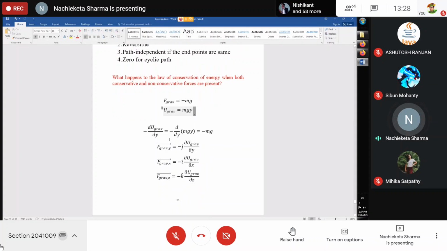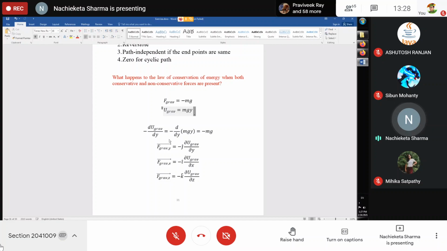Okay, if U gravity is a function of position, that you must understand. It can be a function of x, it can be a function of y, it can be a function of z. In two dimensions, it can be a function of x, y, or y, z, or x, z. And in three dimensions, it can be a function of x, y, z.